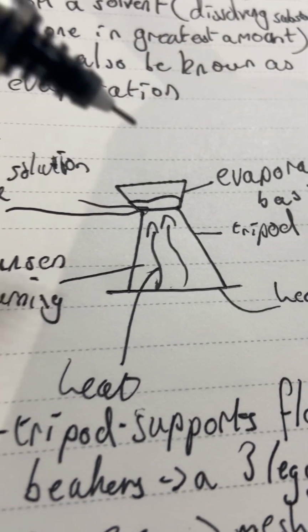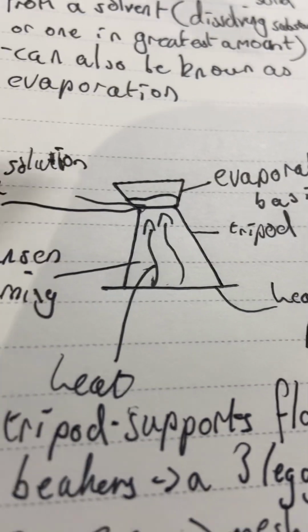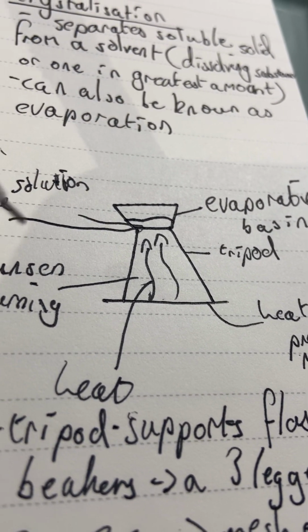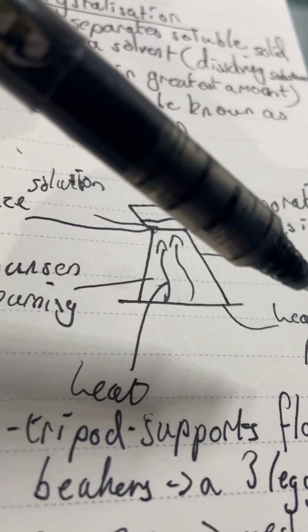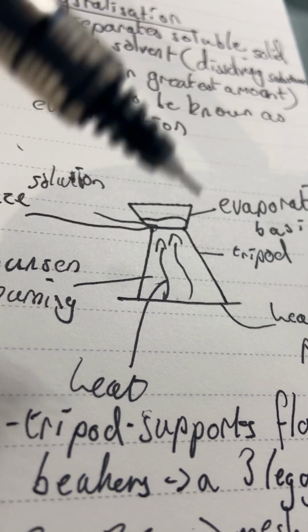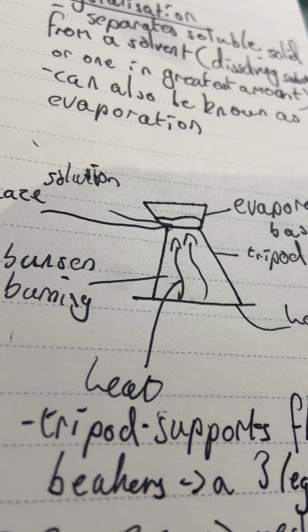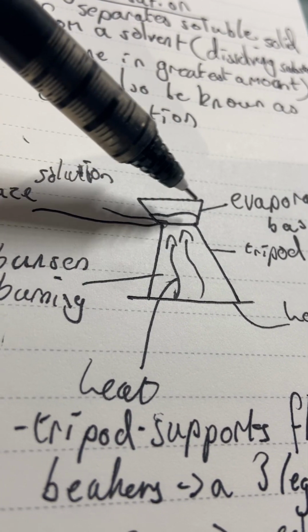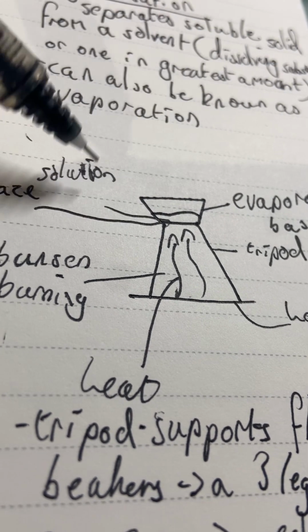The experiment for crystallization is here. We would use a Bunsen burner, and we would have a heat-proof mat at the bottom so that it doesn't burn the desk of the lab or the table. The Bunsen burner would heat up the evaporating basin and the solution.